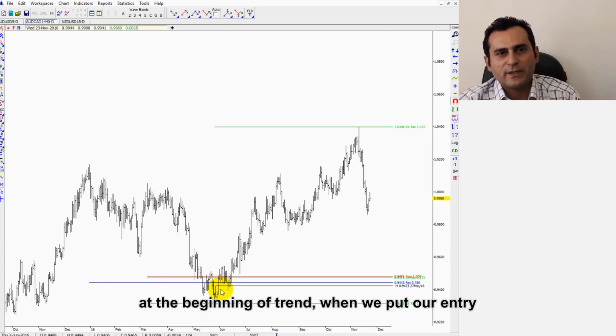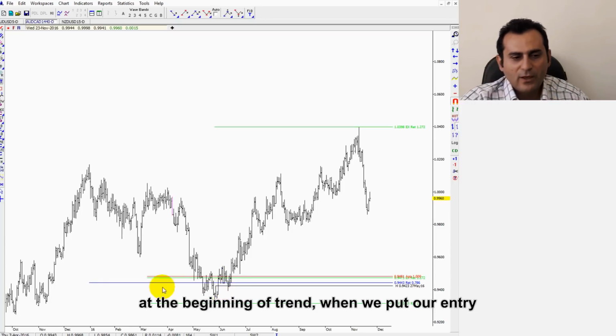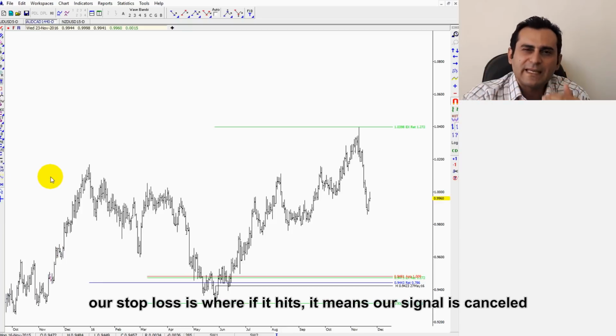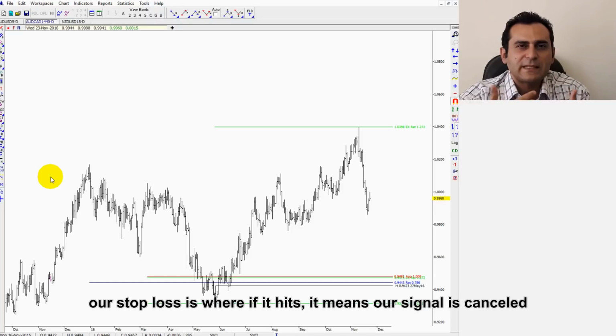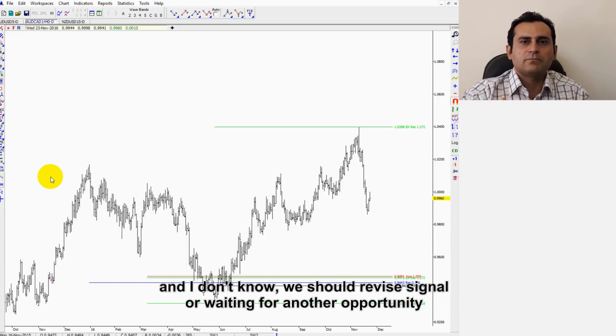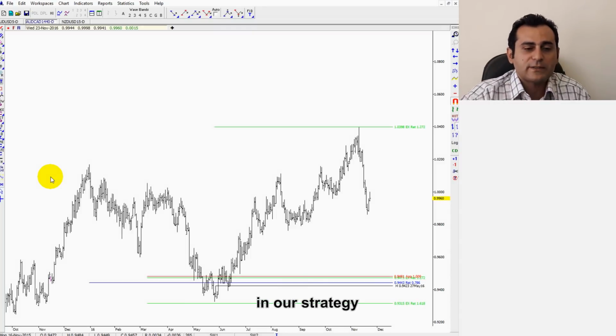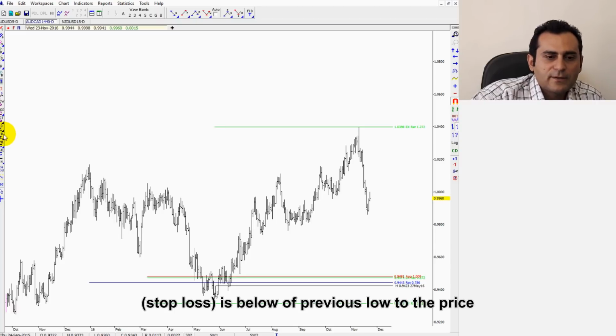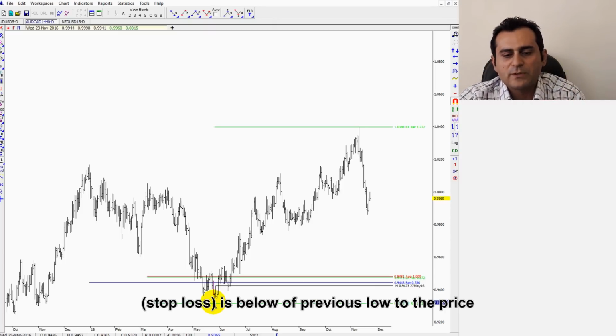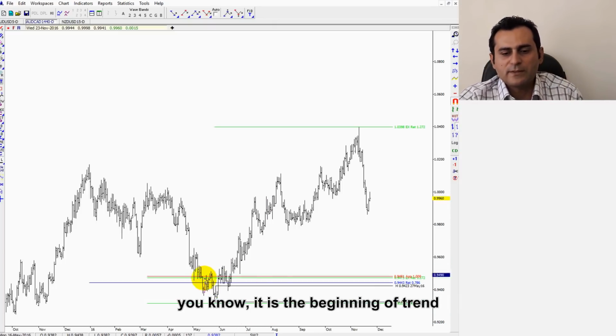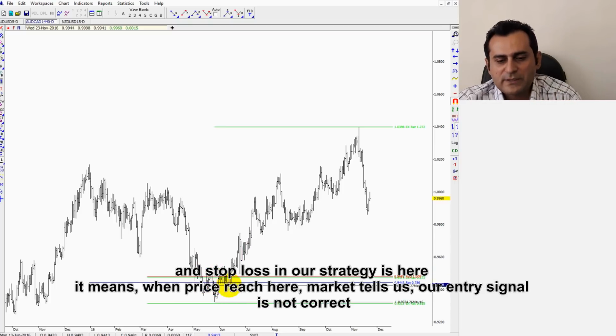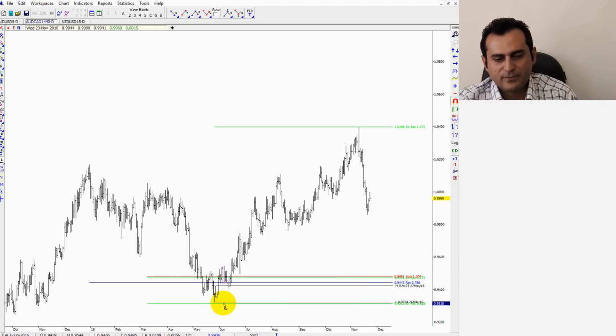At the beginning of the trend, when we put our entry, our stop loss is where, if it hits, it means our signal is cancelled, and we should revise the signal or wait for another opportunity. So in our strategy, the stop is below the previous low of the price. You know, this is the beginning of the trend, and our stop is here. It means when price reaches here, the market tells us our entry is not correct.